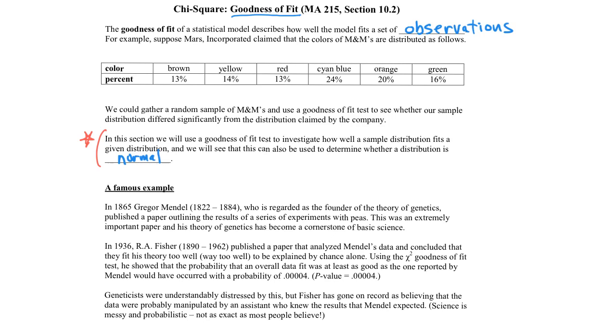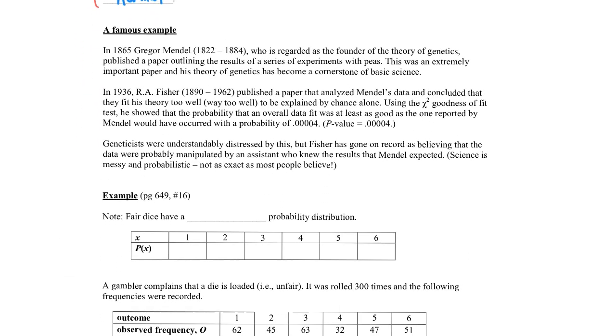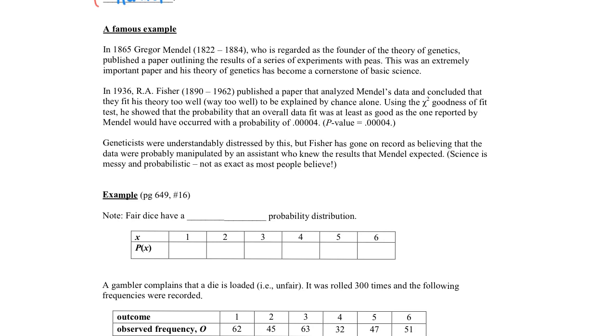So there's a famous example from history here. I'm going a ways back, and everybody's probably heard of Gregor Mendel, pretty much the founder of the theory of genetics. He published a famous paper outlining the results of a series of experiments with peas, and you've probably even heard about that example. This was an extremely important paper, and his theory of genetics has become a cornerstone of basic science. It was that paper he published about the pea plants and the distribution of colors.